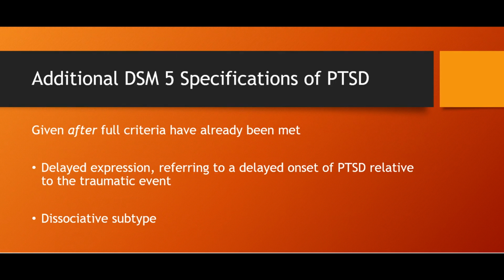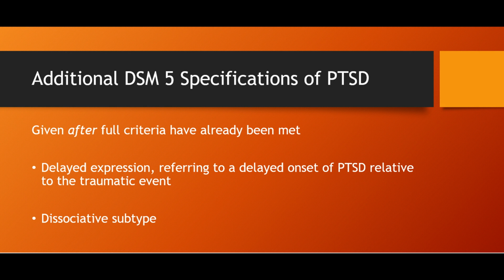Two PTSD specifications are included in the DSM-5, delayed expression and dissociative subtype specifications. The full diagnostic criteria for PTSD must be met before either specification can be given. PTSD with a specifier of delayed expression occurs when the full criteria of PTSD had not been met for at least 6 months following the traumatic event. The latency of the expression of PTSD in individuals is well known, with some individuals not meeting PTSD criteria for years after a traumatic event or events.